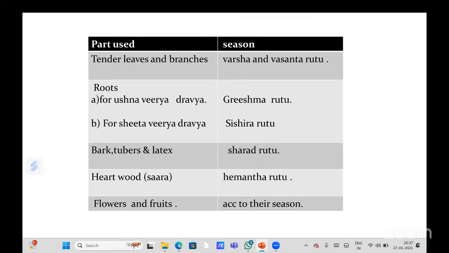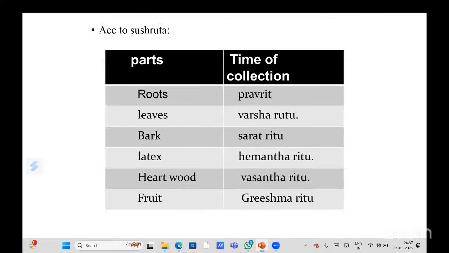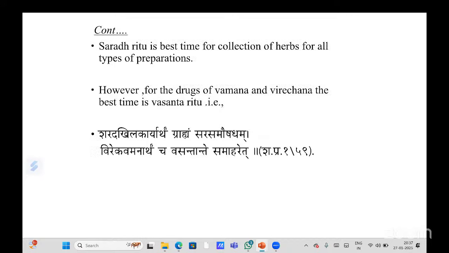In the similar way, according to Sushruta, the collection of different parts is according to the season. Sharada Rutu is the best time for collection of herbs for all. For the drugs of vamana and virechana, the best time is Vasanta Rutu. As per Sharangadhara too, for the collection of vamana and virechana dravyas, Vasanta Rutu is the best one.